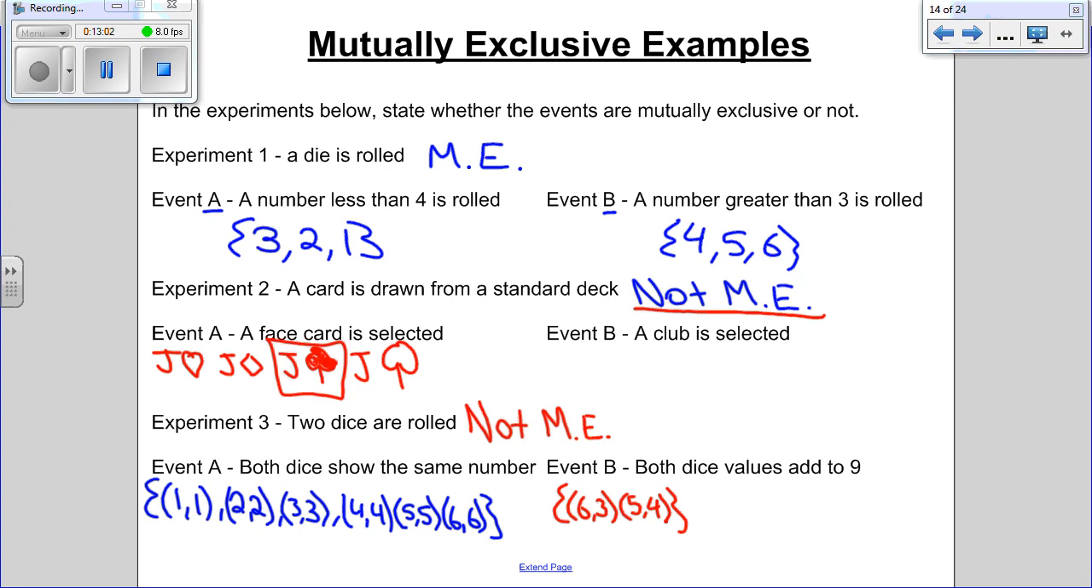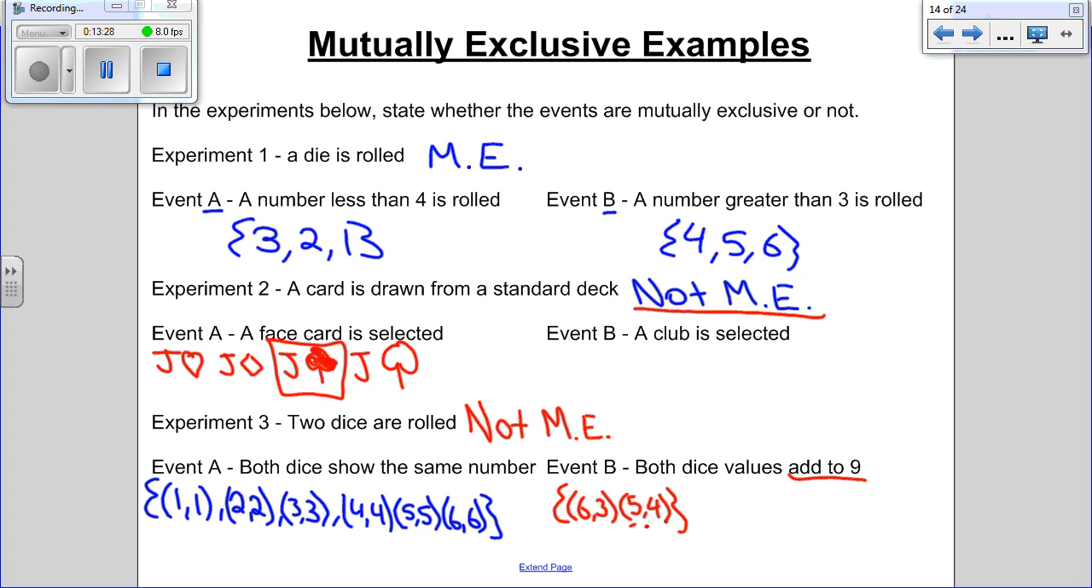Event B says the dice values add to be 9. So I wrote out all the possible rolls I could make that add to be 9. I could have 6 and a 3, that would add to be 9. I could have 5 and a 4, that would add to be 9. Is there any other dice roll I could make that would add to be 9? None that I can think of.